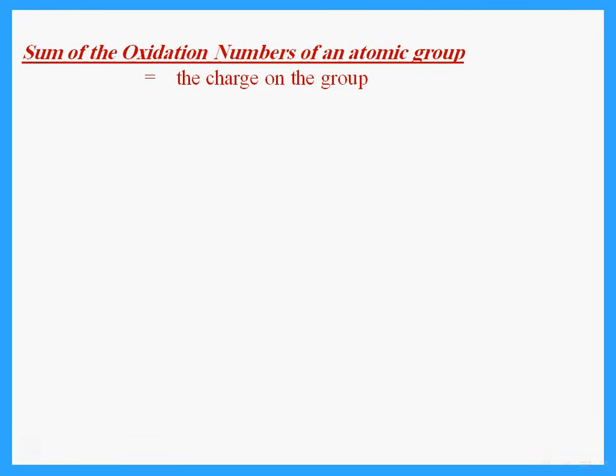Okay, another rule. What if we don't have a neutral molecule? We have what we call an atomic group. You remember what's an atomic group? Carbonate, nitrate, sulfate, and so on. First of all, the sum of that group is equal to the charge.